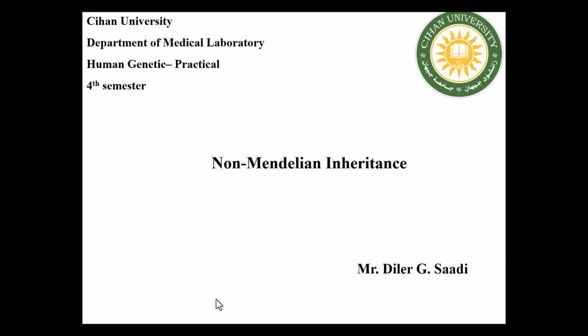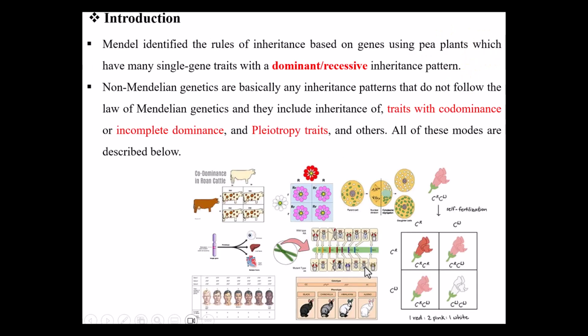Hello there, dear students. In today's lab, we will be talking about non-Mendelian inheritance. Non-Mendelian inheritance, as we said before, doesn't follow the laws of Mendelian inheritance. As we all know, we have Mendelian inheritance and non-Mendelian inheritance. Mendelian inheritance follows two important laws: the law of segregation and the law of independent assortment.